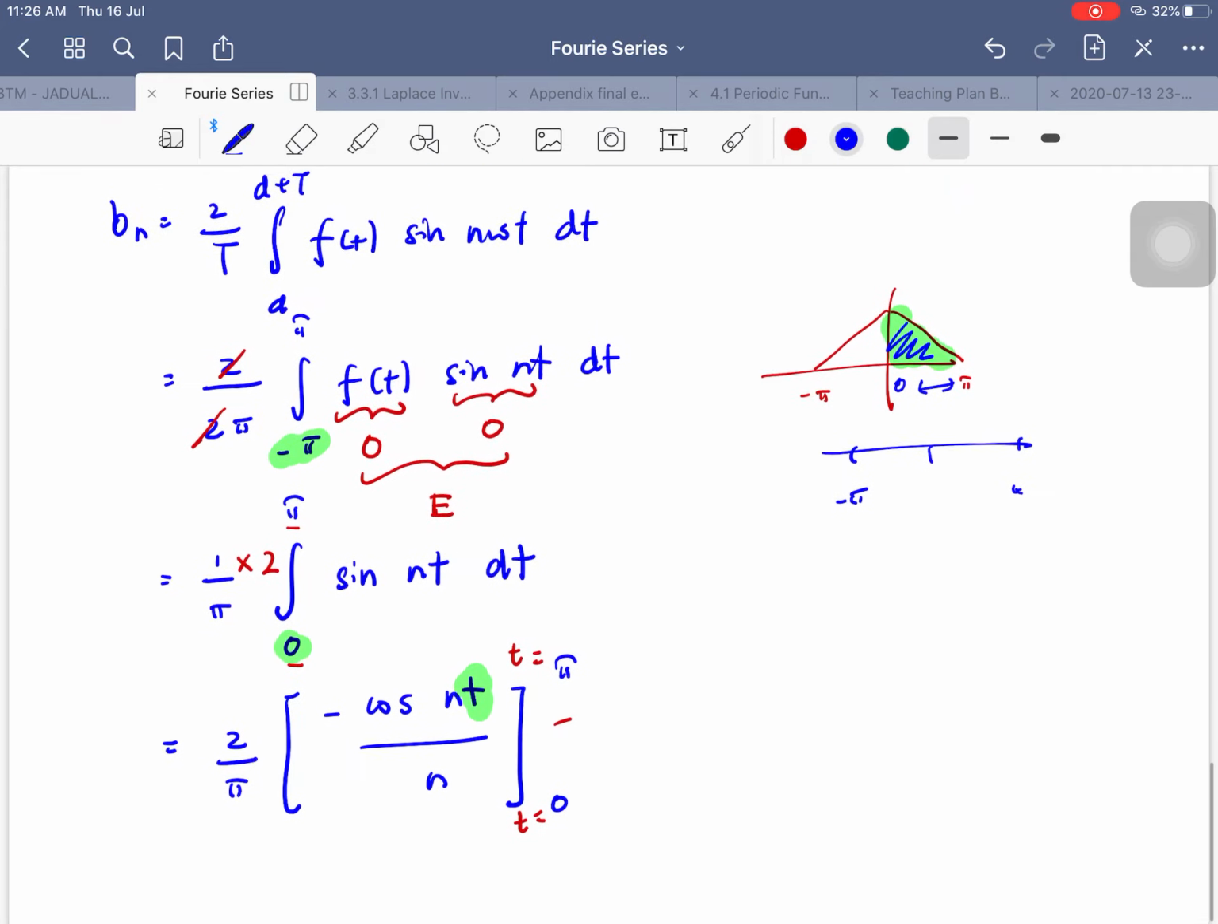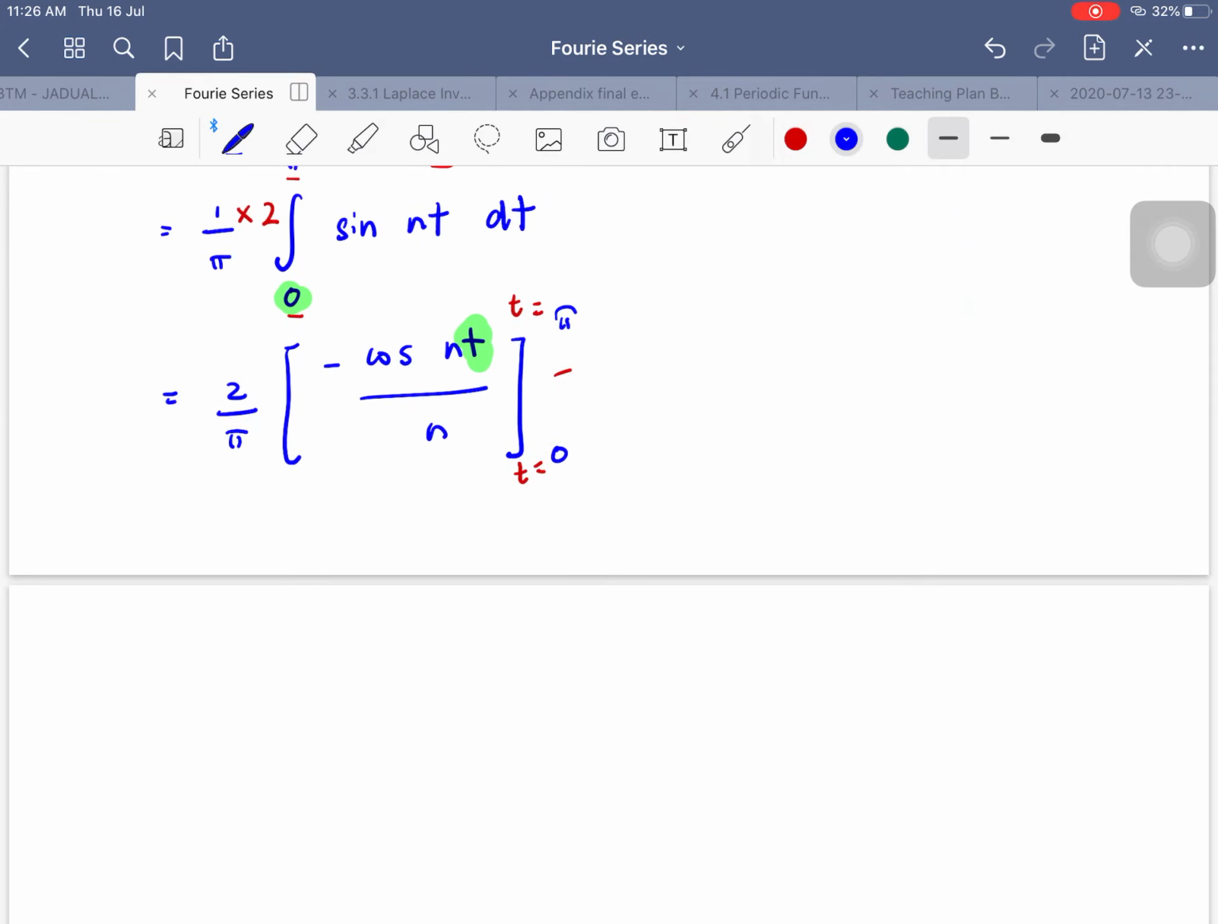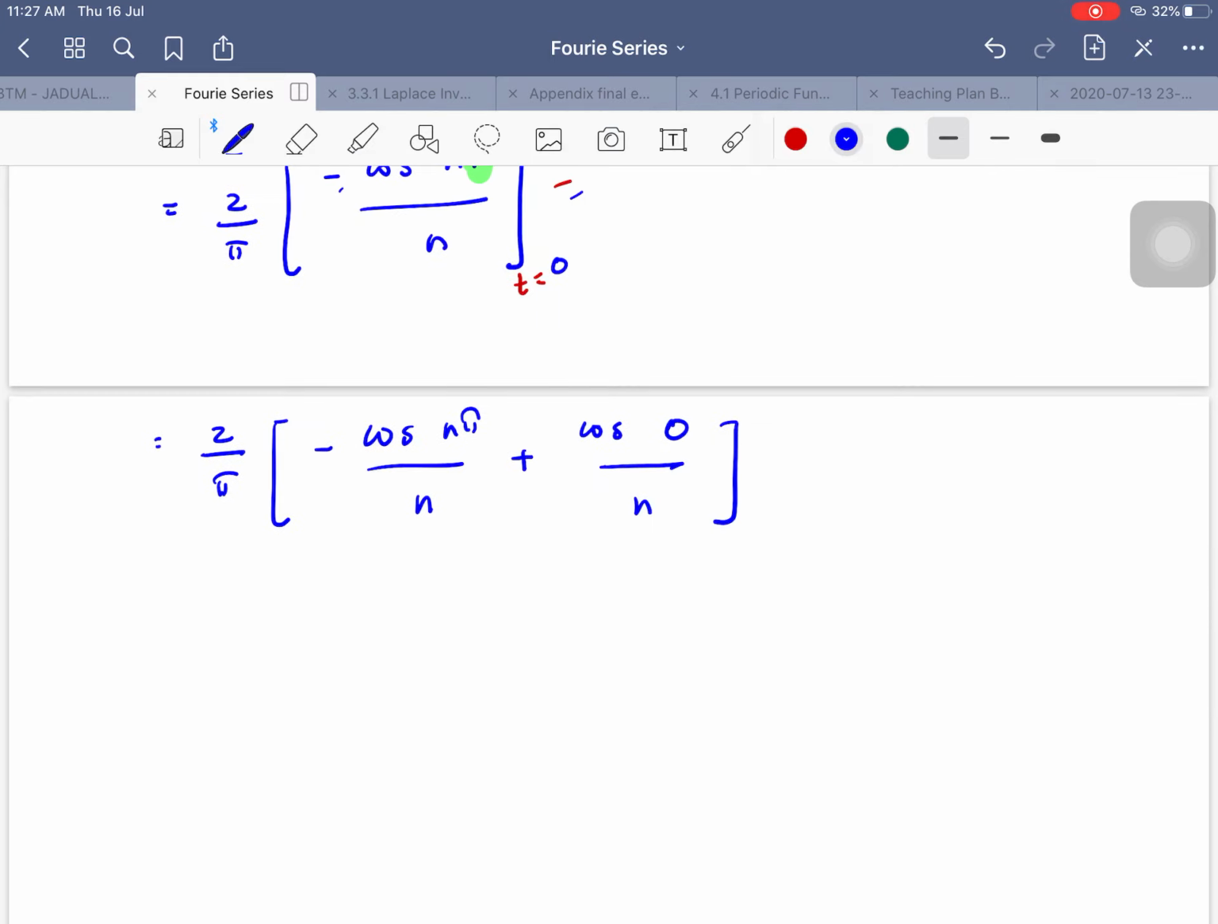So let's see what happened to our substitution. I'll end up with 2 over pi. When I substitute t equal pi, I'm going to have negative cos of n pi over n. Then this minus and this minus gives a plus, and I'm going to have cos of 0 over n. So that's how it looks, right? Now that I'm done with my substitution, I know that cos of 0 can simply be calculated using your calculator, and the value of cos of 0 is going to be 1.